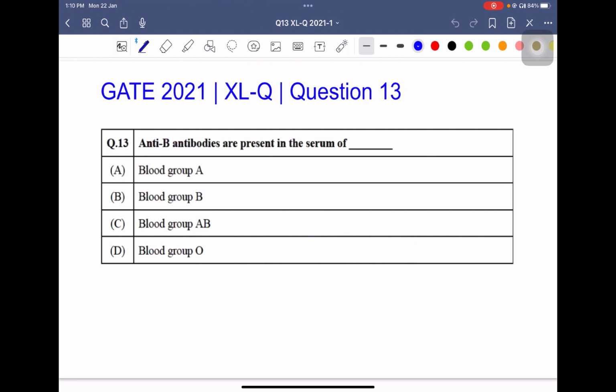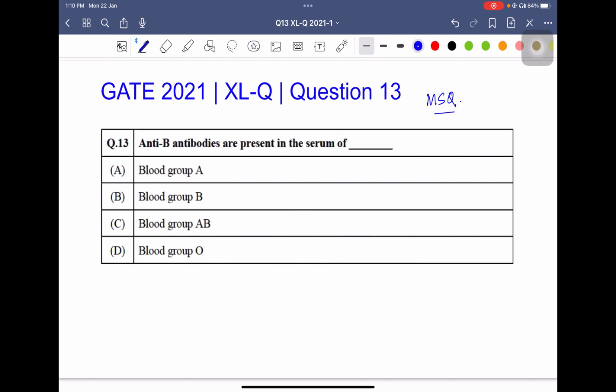Everyone, I'm Shurasri Pal and we are discussing this question from GATE Examination 2021, paper Biochemistry, question number 13. The question states, anti-B antibodies are present in the serum of A, blood group A, B, blood group B, C, blood group AB, and D, blood group O. This question is an MSQ, so which means that there can be multiple answers.